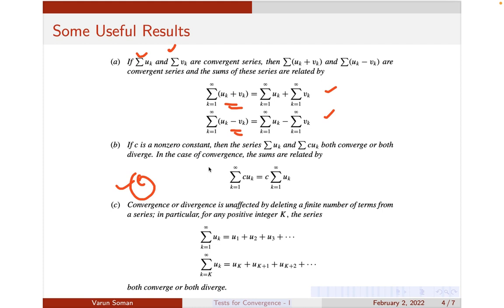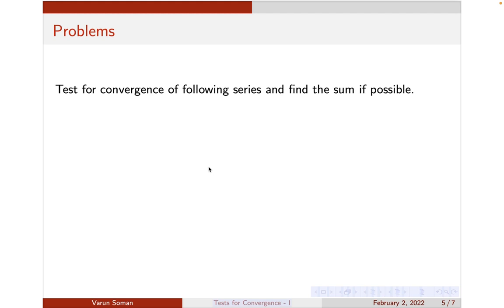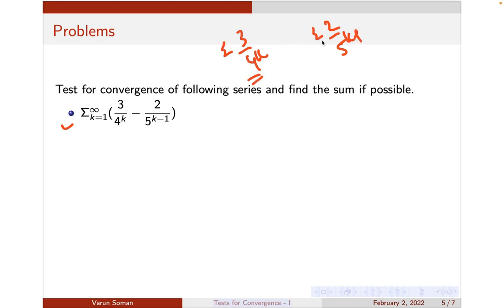Now we'll discuss some more applications related to this result. Let us look at some examples. Now look at this example. Can you test whether this series is convergent or not? If you look at this series, you can see that it is actually made up of two series: 3 by 4 raised to k and 2 by 5 raised to k minus 1. So it is made up of two series, sigma 3 by 4 raised to k and sigma 2 by 5 raised to k minus 1.